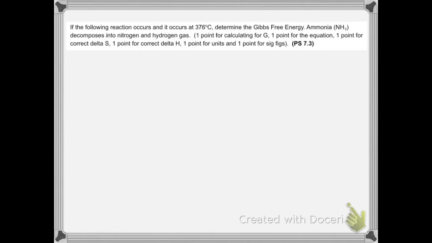It says that if the following reaction occurs at 376 degrees Celsius, determine the Gibbs free energy. Then it says that ammonia, or NH3, decomposes into nitrogen and hydrogen gas. Then it gives us the point system for each of the points that we should be getting from this problem. If we take a look, we should underline a couple of key pieces of information: our temperature and the reaction. It tells us that ammonia, NH3, yields or decomposes into nitrogen and hydrogen gas.